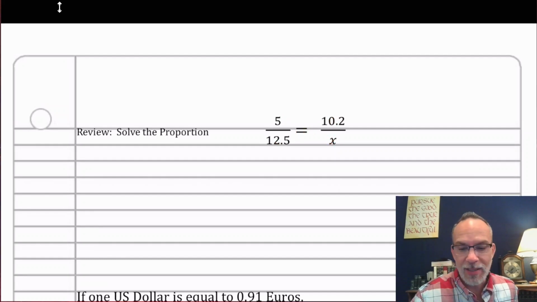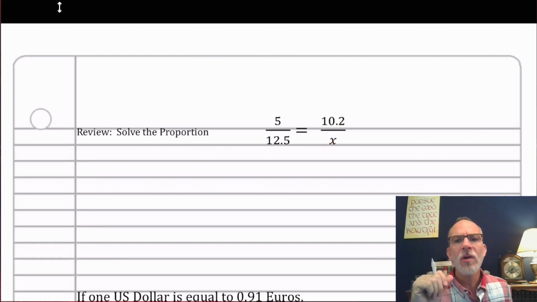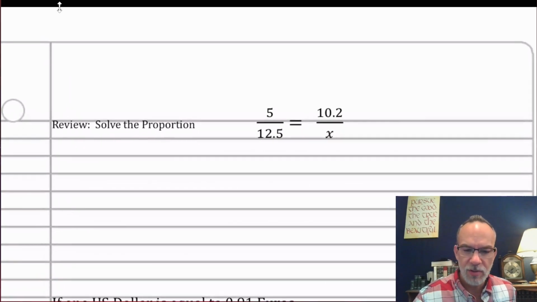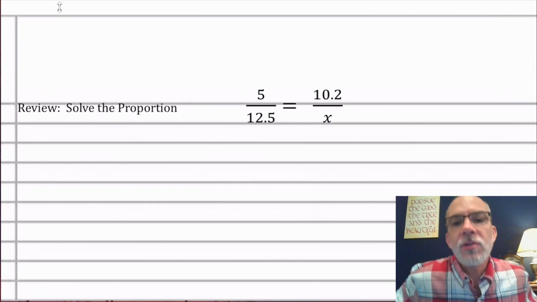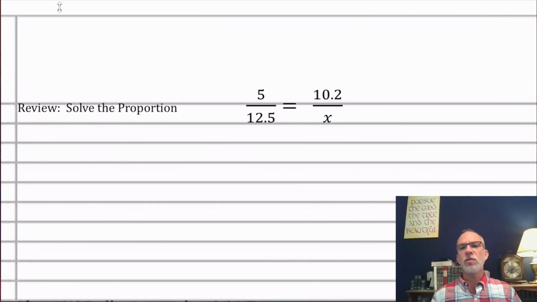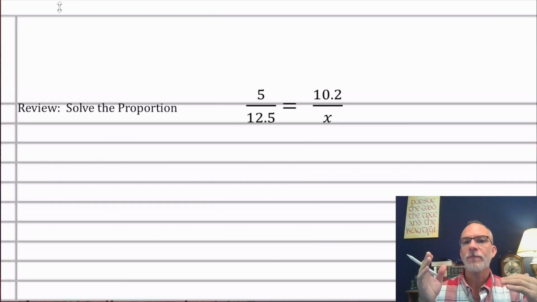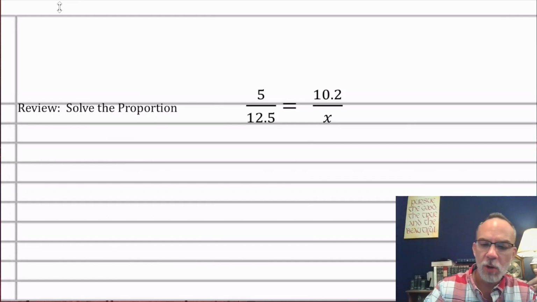But what I am saying is that the relationship between the numerator of 5 and the denominator of 12.5 must be the same as the relationship between the numerator over here, 10.2, and whatever the unknown variable is there. What number do I put on the bottom so that it has the same relationship as that first fraction? So the way that you would solve this is you've got four spots: top, bottom left, and top, bottom right. You'll know three of the pieces, and you have to solve for the unknown one.